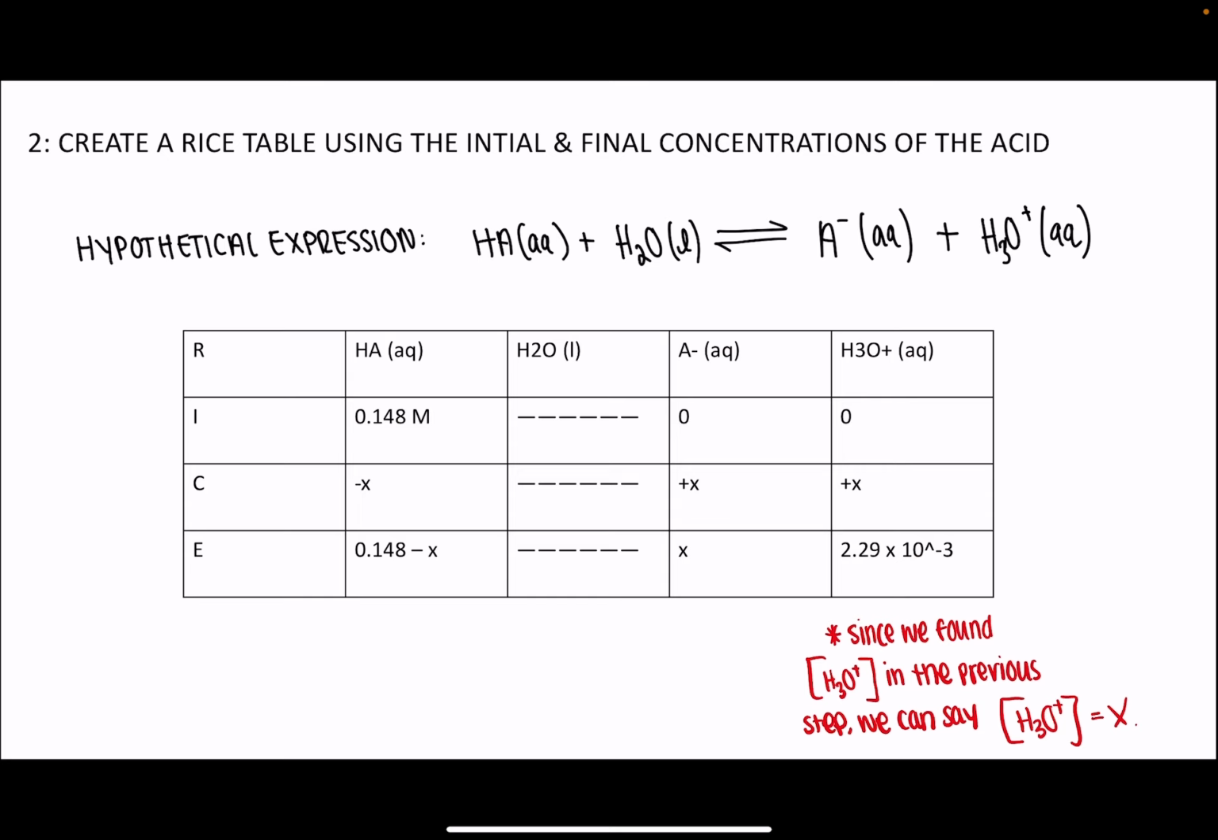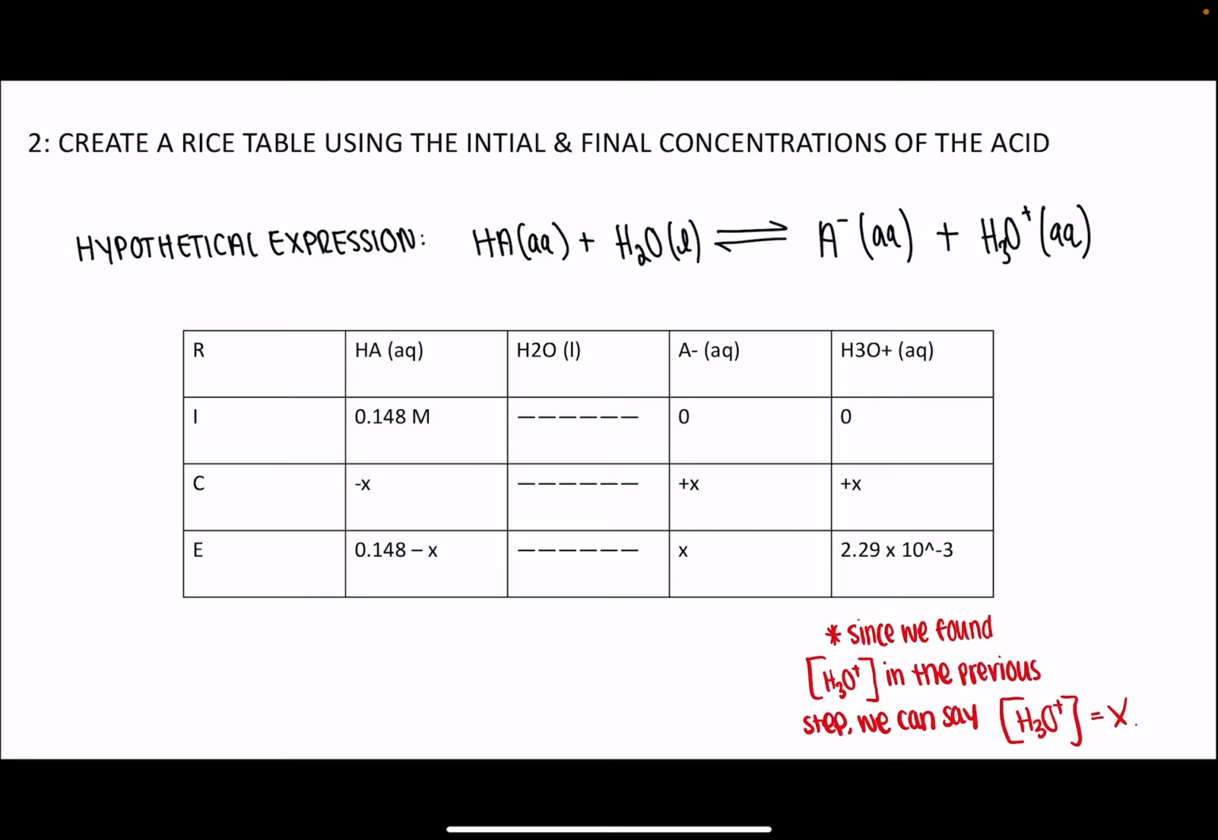Next, I'm going to create a Rice table using the initial and final concentrations of the acid. I've provided a hypothetical expression to allow you to visualize where exactly these values are coming from in my Rice table. First, I'm given the initial concentration of my acid, 0.148 molar. I also solved for the concentration of H3O+ in the prior step, so I know that it will be equal to 2.29 times 10 to the negative 3 molar.